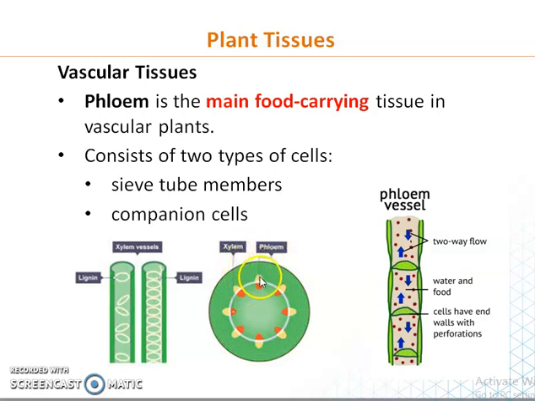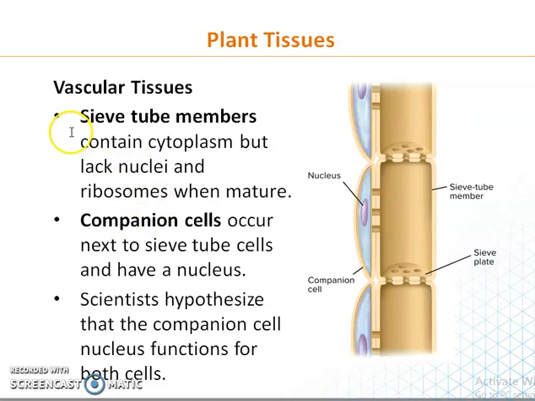The yellow one is the phloem that transports food and also water to the different parts of the plant, while the xylem is transporting the water only to the different parts of the plant, according to the need. Previously we said that the phloem is made of two types of cells, sieve tube members and companion cells. Let's start with the sieve tube members. As you see here in the picture, it's the part represented here.